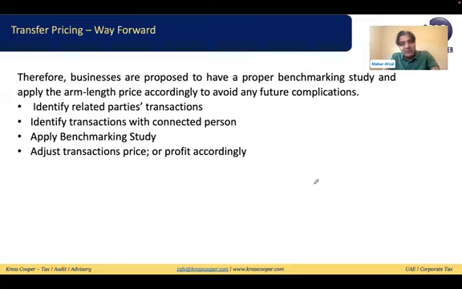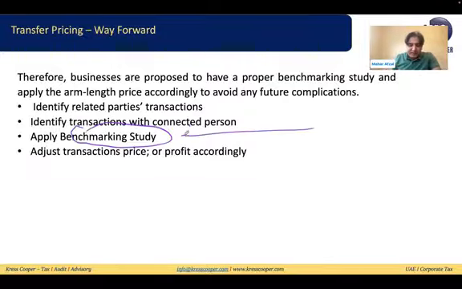What is the way forward specifically for transfer pricing? You need to identify all related party transactions. You need to identify the transactions with connected persons. You need to apply the benchmarking study, which will be based upon the 5 methods. You can select any of them, or you can apply any other method which gives an arm's length price. Then you need to adjust the transaction price. If you're not adjusting the transaction price, then at the end you will be required to adjust your profits, and you will be liable to pay tax on the adjusted profits.